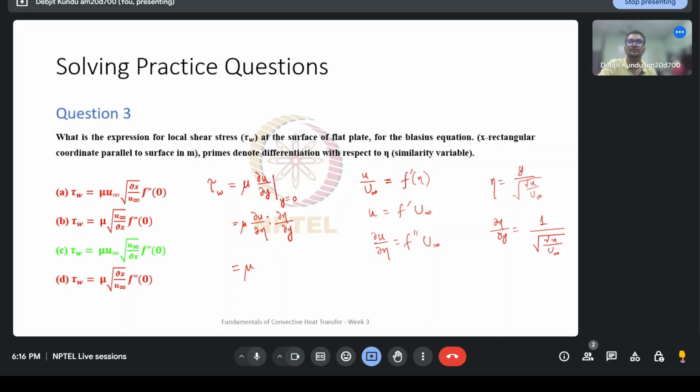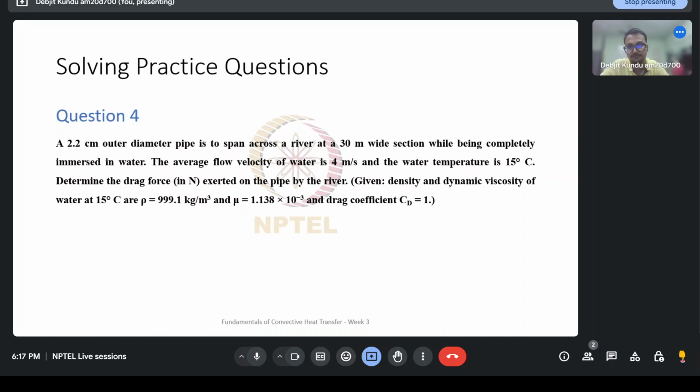So mu into dou u dou eta is u infinity into f double prime, and dou eta by dou y, we'll write this way, u infinity by nu into x. So this matches with our option C right over here. So these two are the same. Okay. So now moving on to question number 4.